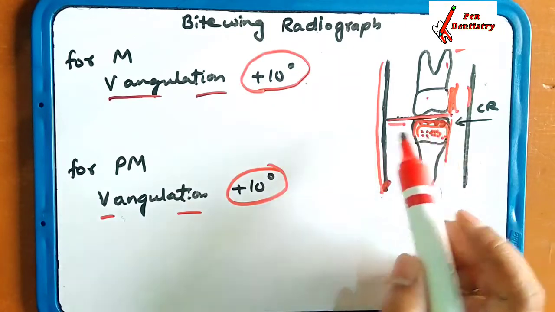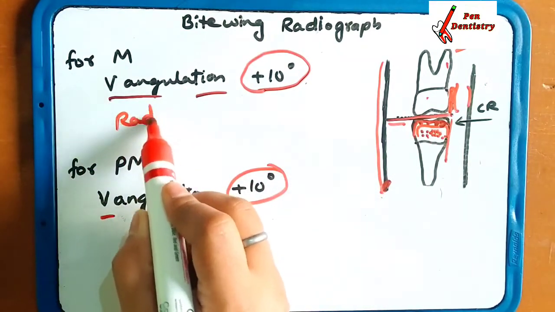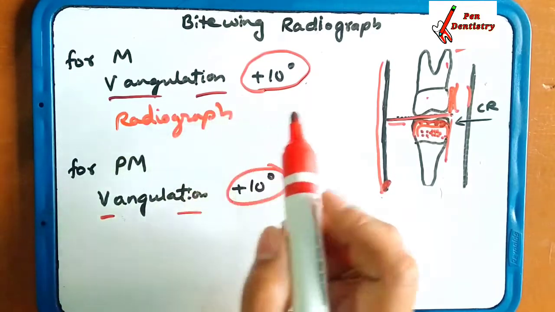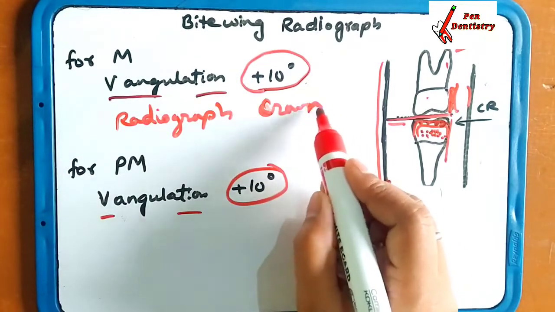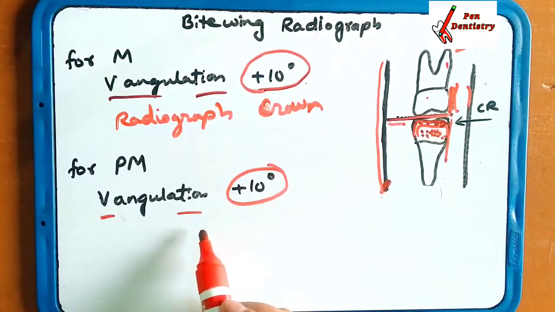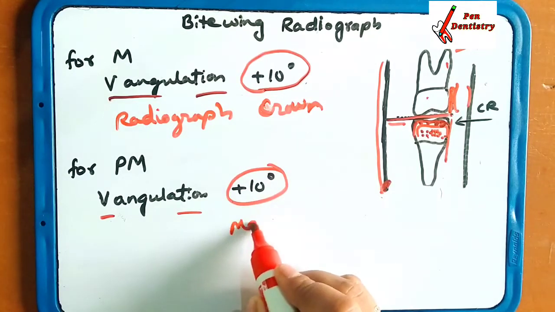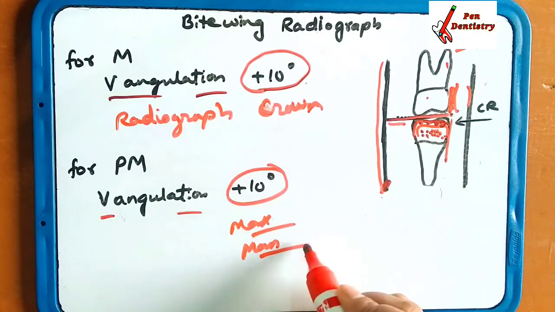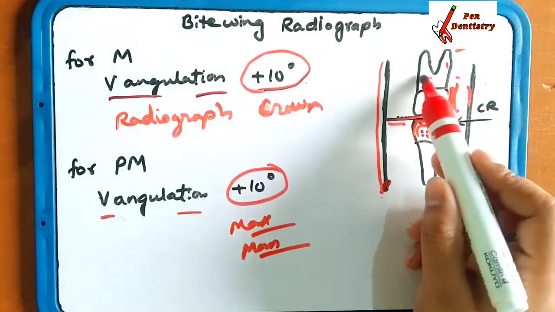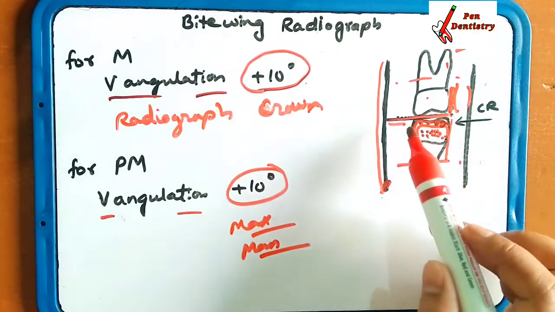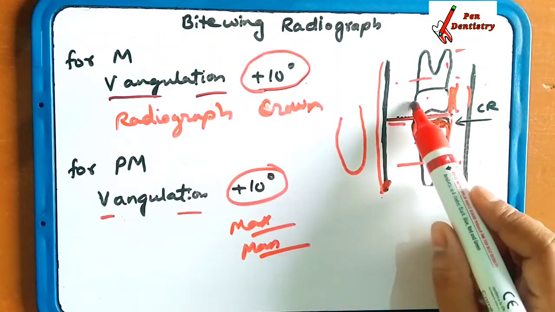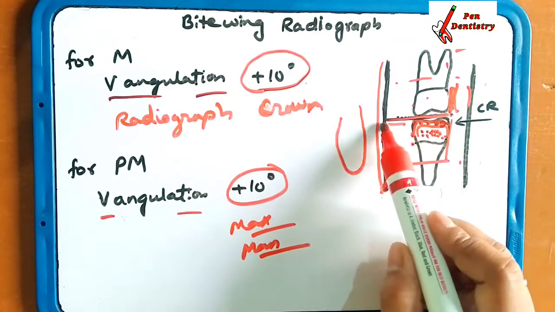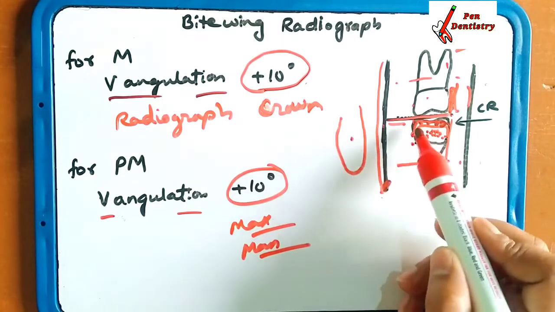In this, the film is placed between the maxillary and mandibular molars. The radiograph which comes shows the crowns of the maxillary as well as the mandibular molars. Here also the radiograph shows both maxillary and mandibular teeth, the crowns up till here. The film is placed between the tongue of the mouth and the lingual surface of the tooth. The film is placed where? Between the tongue and the lingual surface of the tooth.